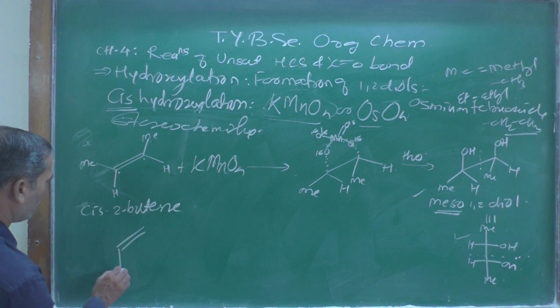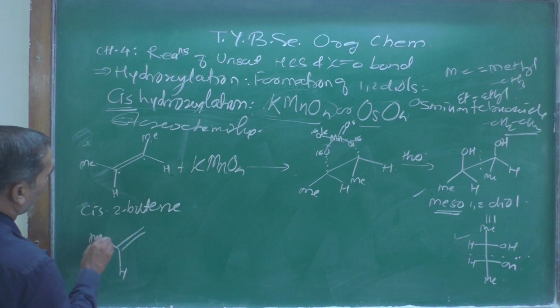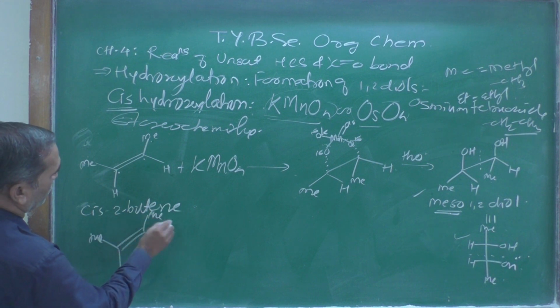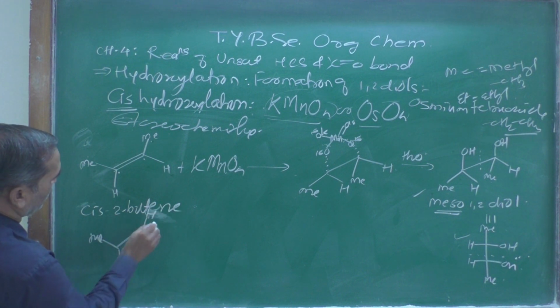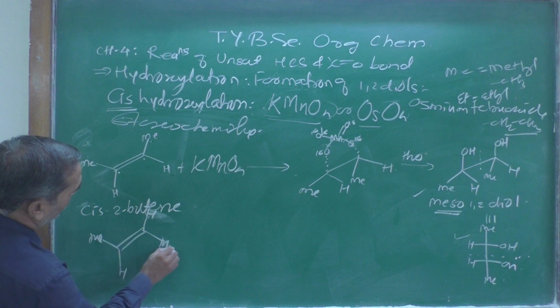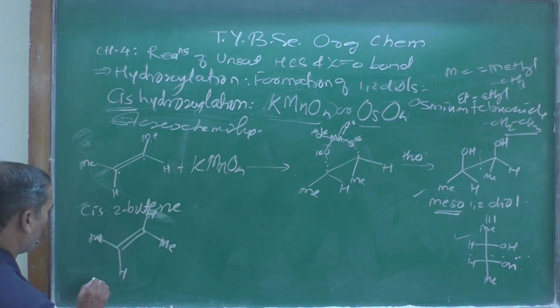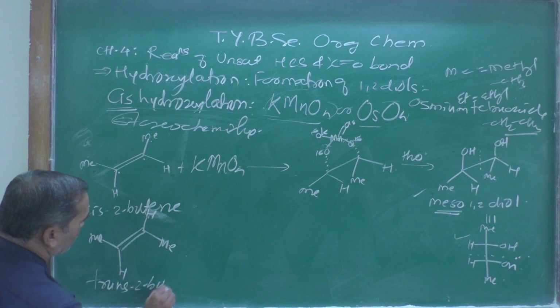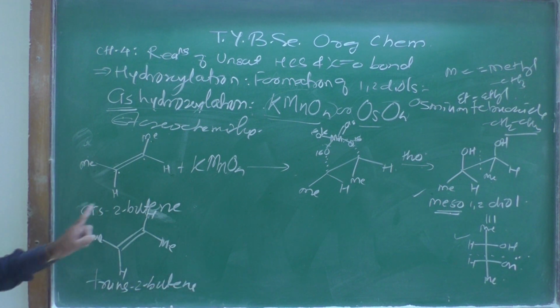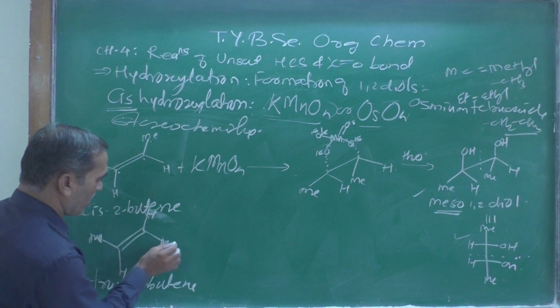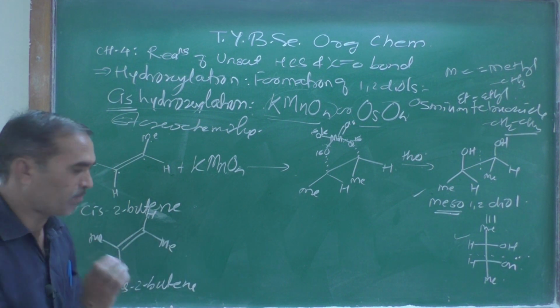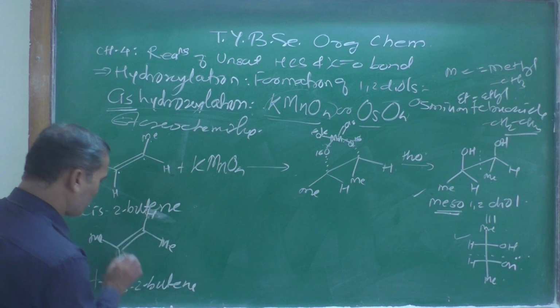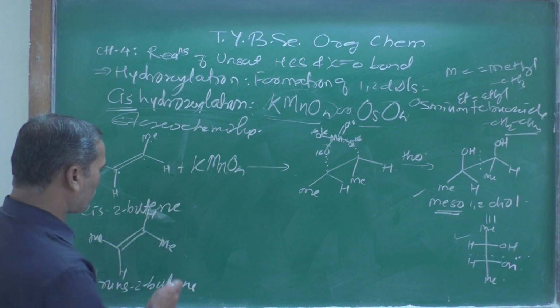Suppose we have one hydrogen atom here, a methyl group here, a hydrogen atom here, and a methyl group here. This compound is known as trans-2-butene. Why trans? Look here. This methyl group and this methyl group are similar, and this hydrogen atom and this hydrogen atom are also similar.